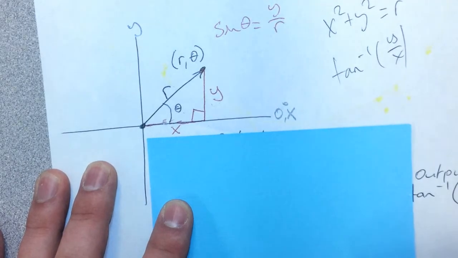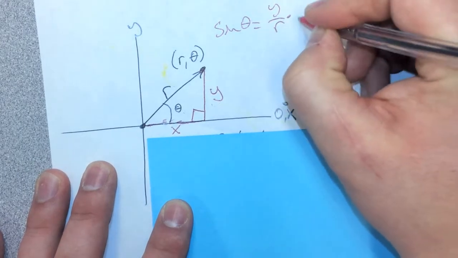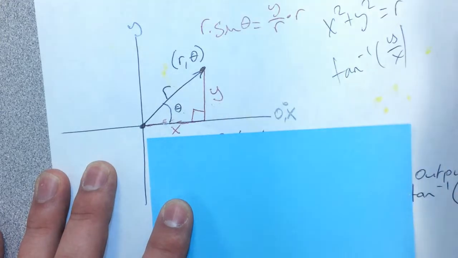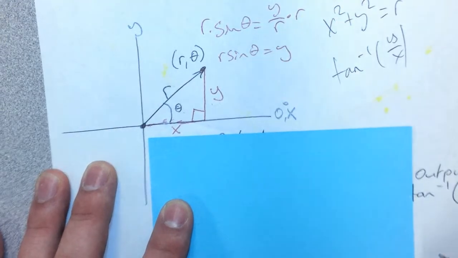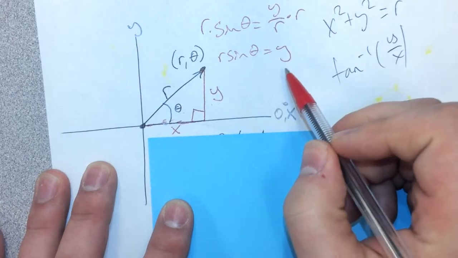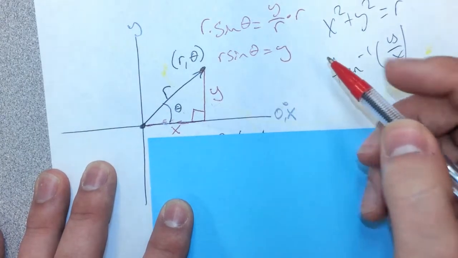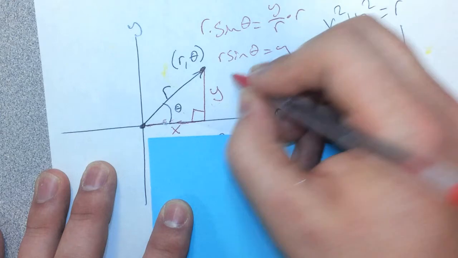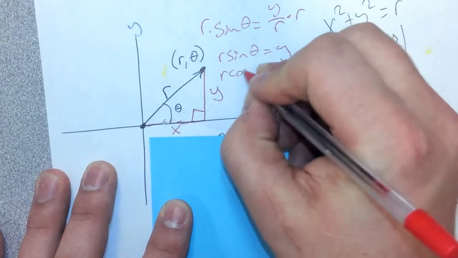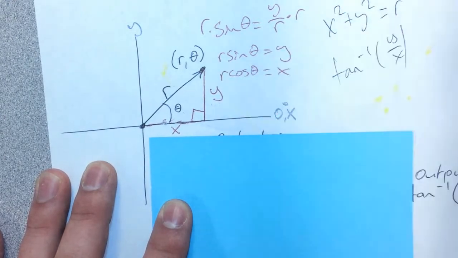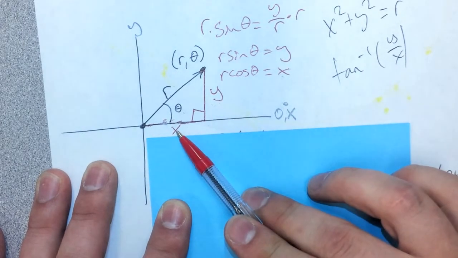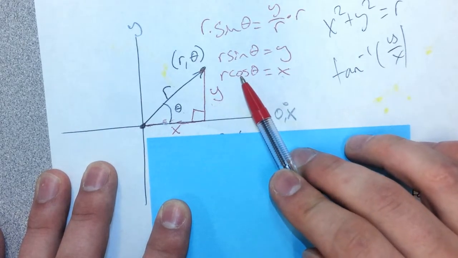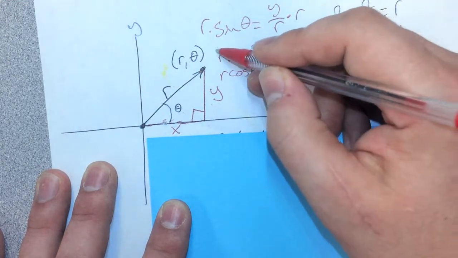So that's where this formula comes in. If I wanted to solve for y, I'd multiply by r on both sides. So r sine theta is equal to y. Remember, I just gave you that formula yesterday, and this is how it's found. The other one that goes along with it would be cosine. So r cosine theta was x. It's the same process except that x is the adjacent side, so I would use cosine instead.